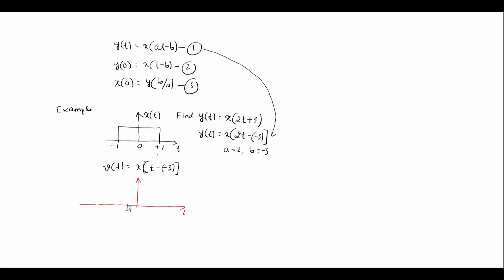We'll mark minus 1, minus 2, minus 3, minus 4, minus 5, minus 6. So this point will exist at minus 2. The 0 will appear at minus 3, and the minus 1 gives minus 4. So the same signal x of t appears between minus 1 to minus 4.